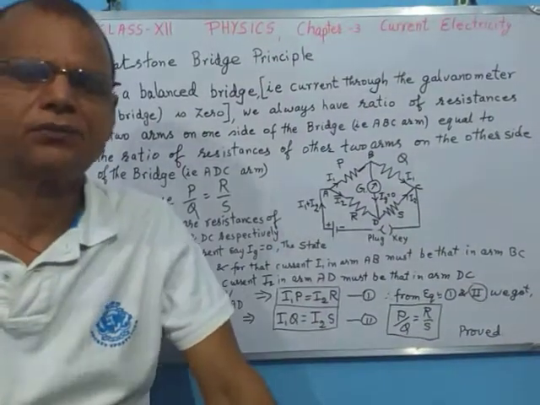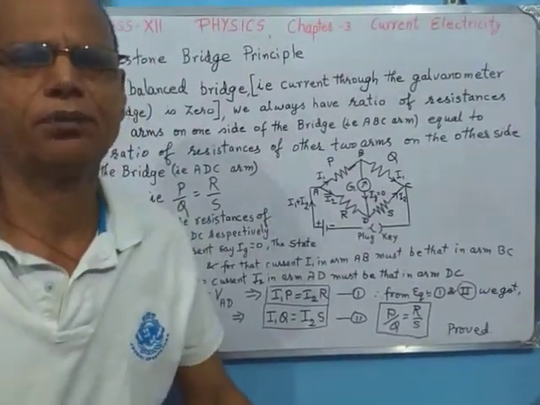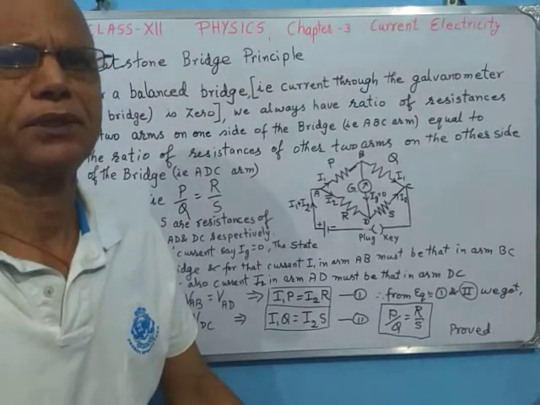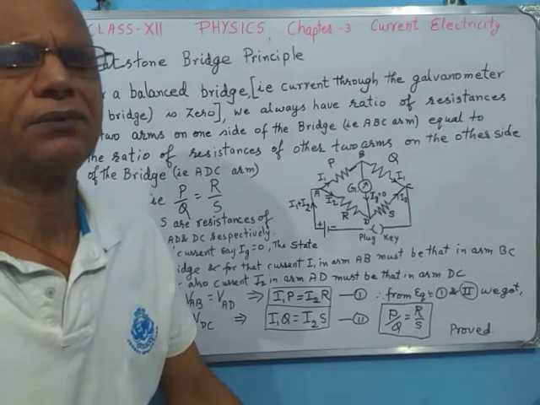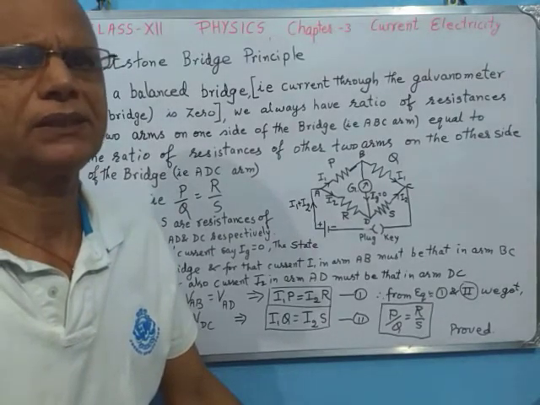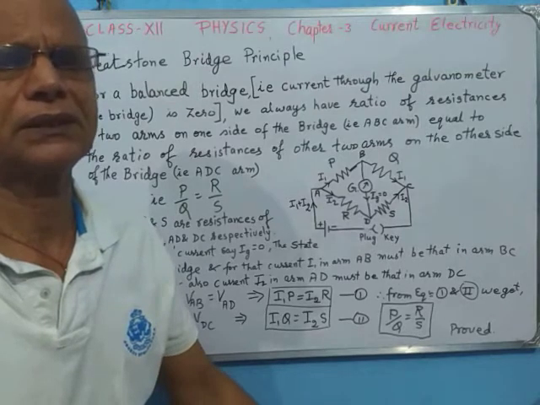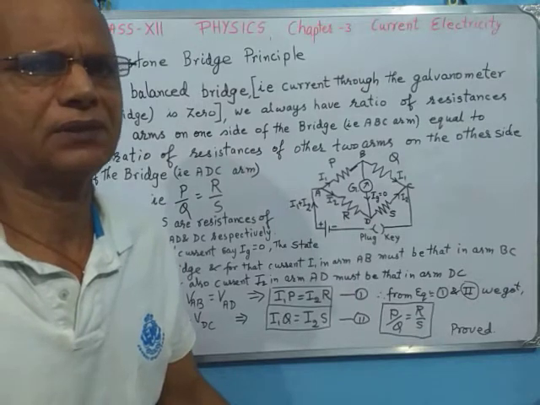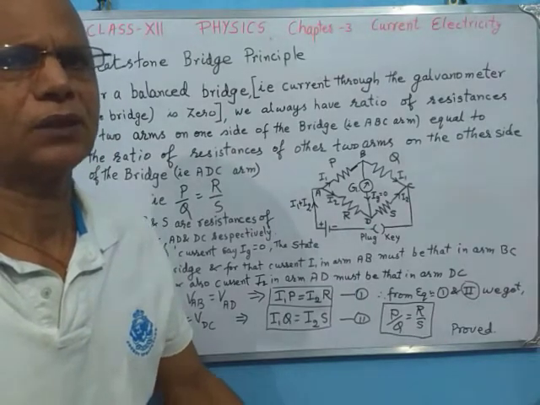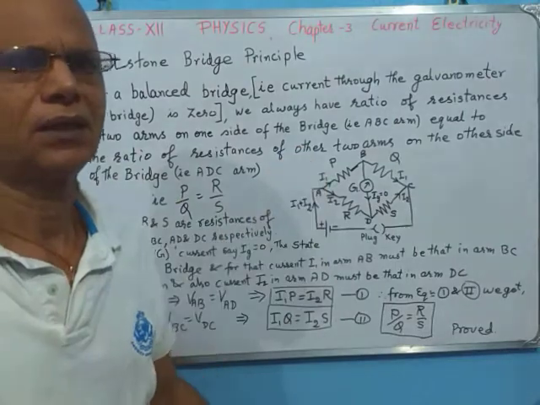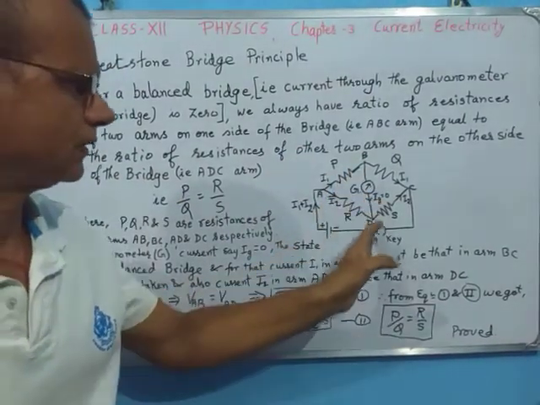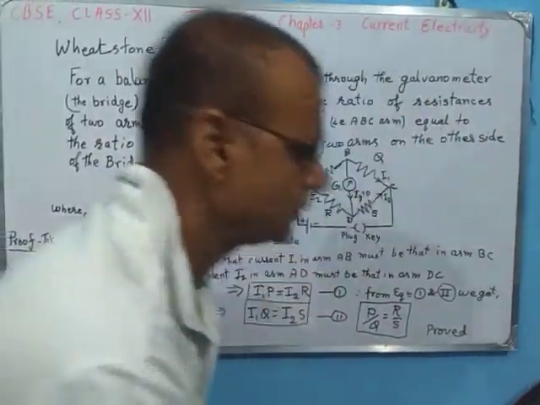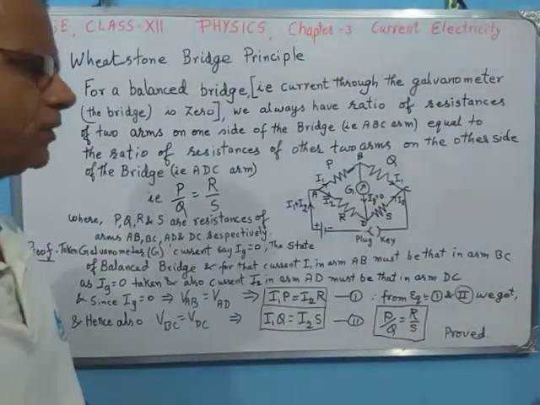Dear students, today we are going to prove a very important relation which is called the Wheatstone Bridge principle, which gives the relation between the two resistances on one side of the arms and the other two resistances on the other side of the arms, when no current is flowing in the central path, which is called the bridge. So let us see what the Wheatstone Bridge principle is.